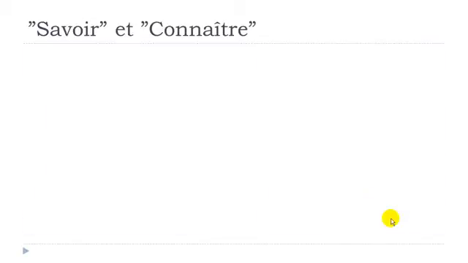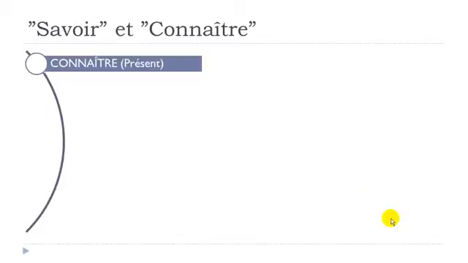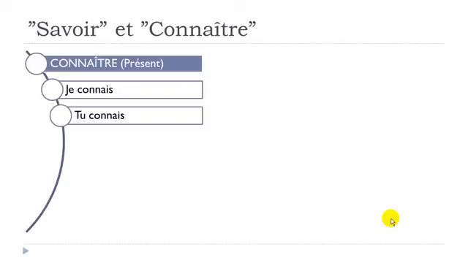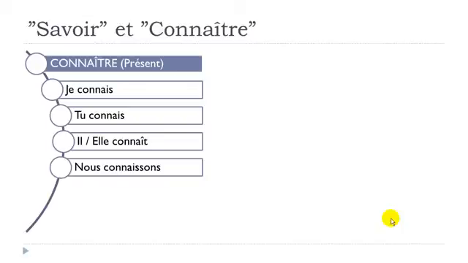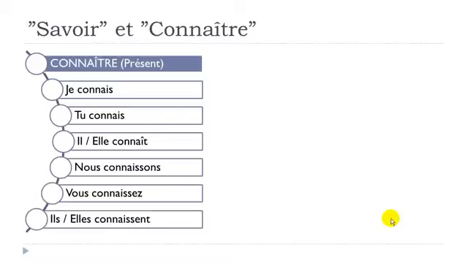Now let's see connaître at the present form. Je connais, tu connais, il connaît, elle connaît, nous connaissons, vous connaissez, ils connaissent, elles connaissent. Same thing as we had for savoir. If you look carefully, connais is A-I-S, and connaît is A-I-T. So don't forget this circumflex: even if you don't pronounce it, you should write it. You pronounce these three forms the same way.